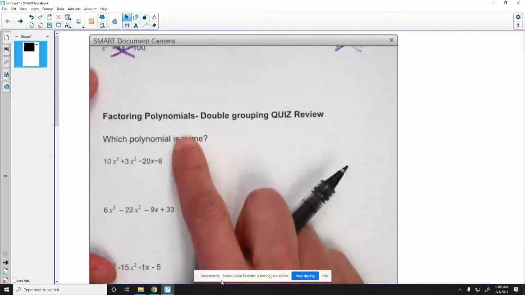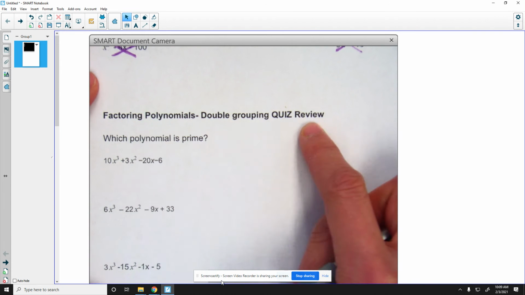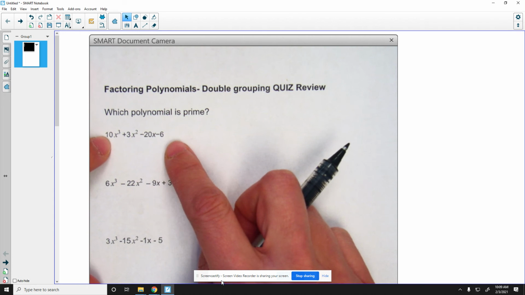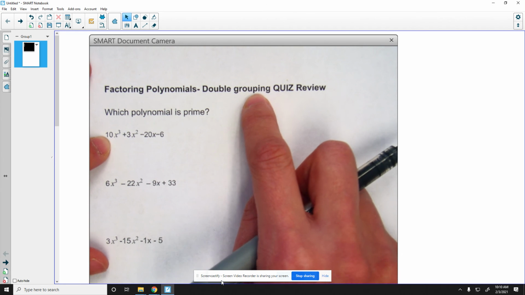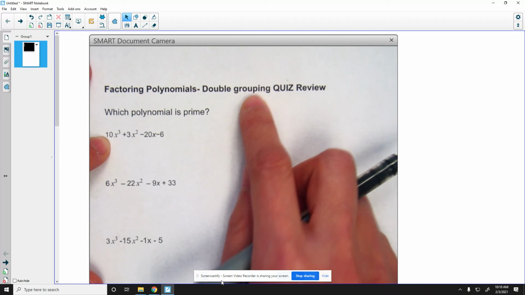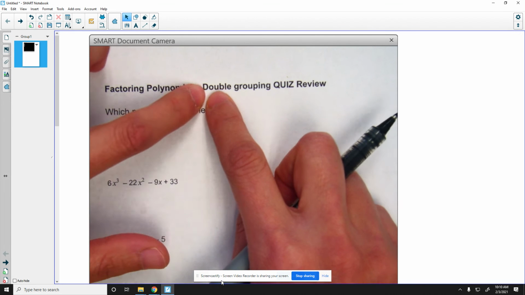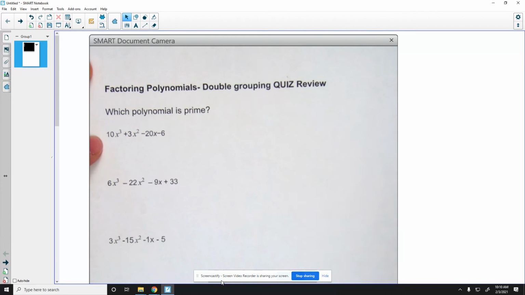So let's move to the second quiz. Factoring polynomials, double grouping. Double grouping is the same thing as just grouping, right? We're factoring by grouping. So this is what we did yesterday for our level work, okay? You're just factoring by grouping, but you're double because you have two groups, right?